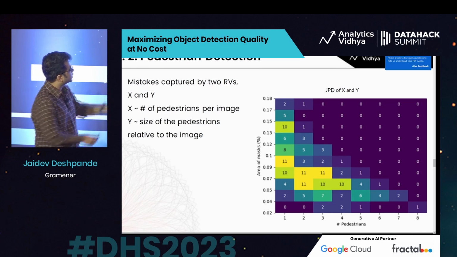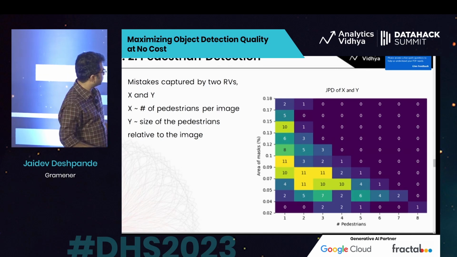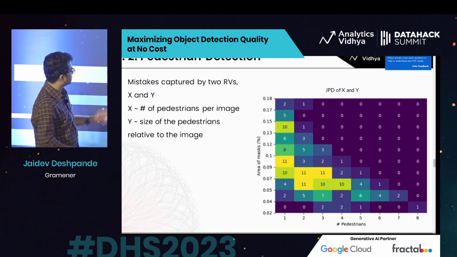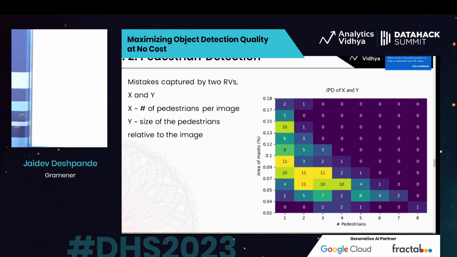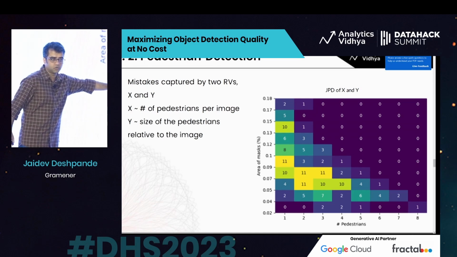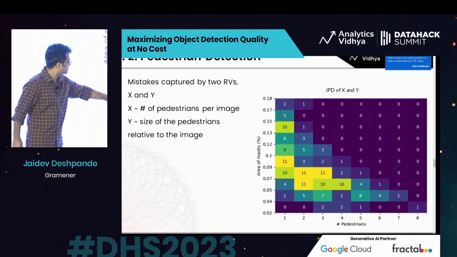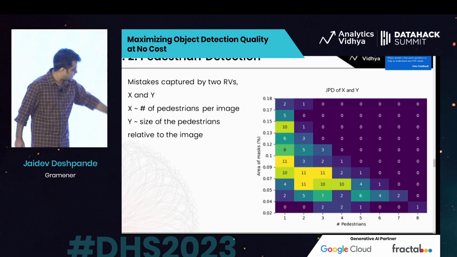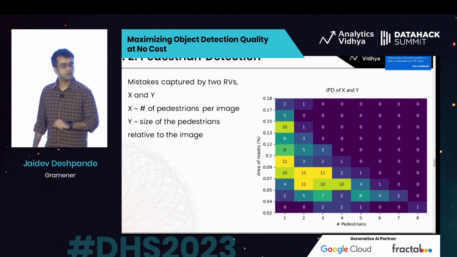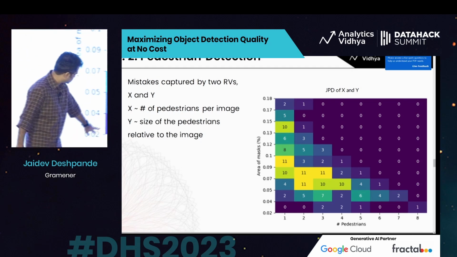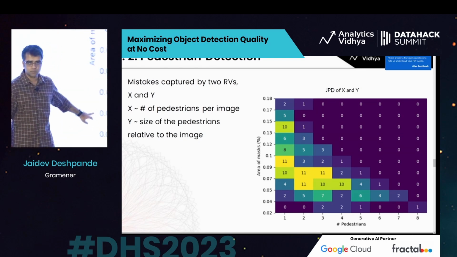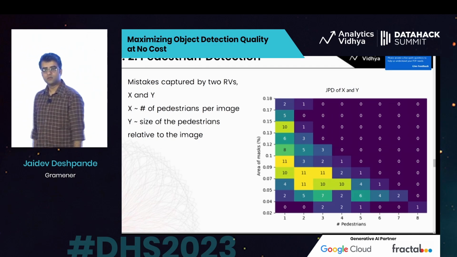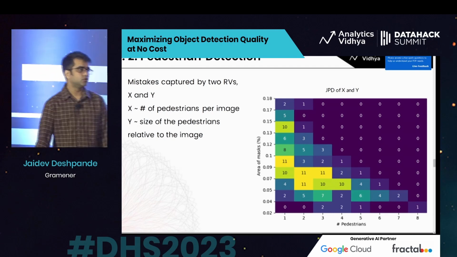Now what this JPD means is, just assume there's a pointer over here, that there are exactly 4 images such that the foreground of the masks occupies between 5 and 7%, and they have exactly 1 pedestrian in them. Similarly, there is exactly 1 image where the foreground occupies between 2 and 4% of the image, and there are 8 pedestrians in it.